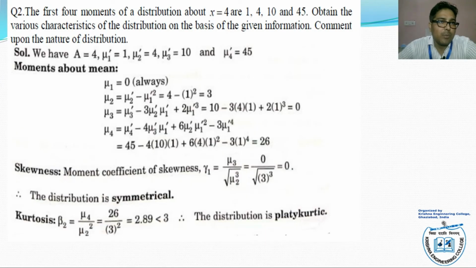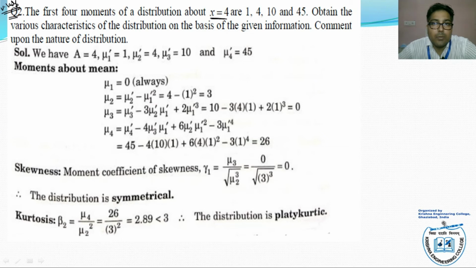Clear? Now question number 2. This is a very important problem. This is the question without a table. The first 4 moments of a distribution about the number x equal to 4 are 1, 4, 10, 45. Obtain the various characteristics of the distribution on the basis of the given information. That means on the given information we have to find the values of mu1, mu2, mu3, mu4. After finding them, we are able to find the skewness and kurtosis, because the formulas of skewness and kurtosis are based on the moments about the mean.